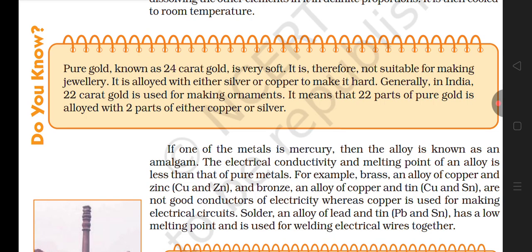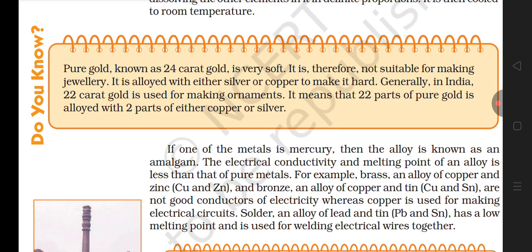Never, dear student, in the jewelry shop is 24 karat gold brought. The reason is that 24 karat gold is very soft and delicate, it can break. That's why there is always some mixing with silver or copper, generally to make it strong. In India, 22 karat gold is very popular. And if some jewelers tell you that they have 24 karat gold, don't believe them.